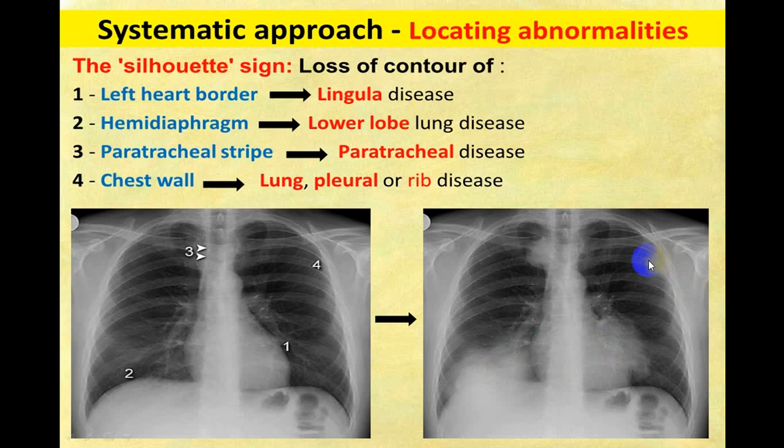Now there is one shadow here, and I cannot clearly demarcate the rib margin here, this chest wall. So there is something here, either it is from the rib, or in the lung, or in the pleura. And same way, if you see this right side of the paratracheal area, there is a shadow here. This is also producing a silhouette sign. So this is a right paratracheal mass.